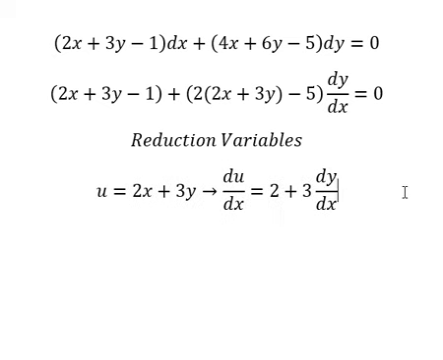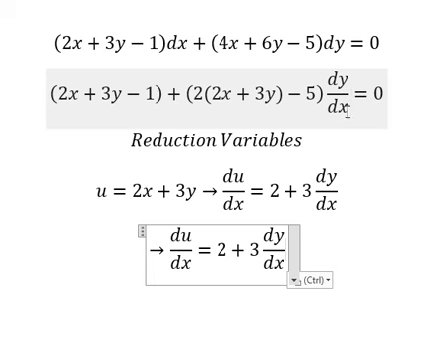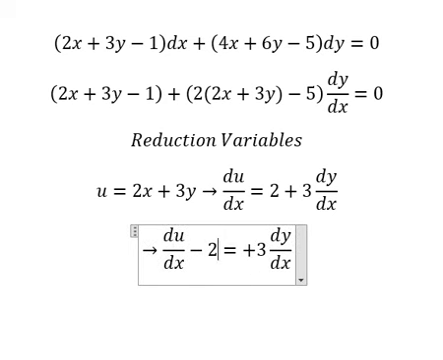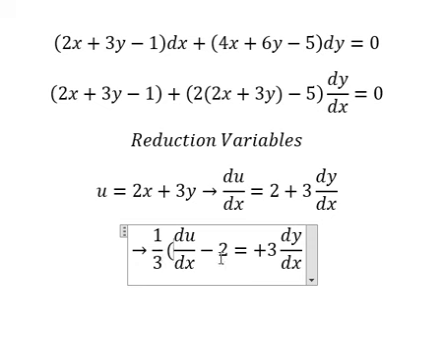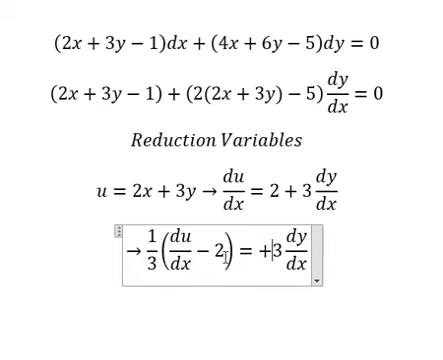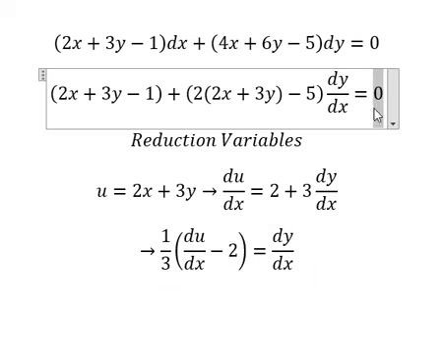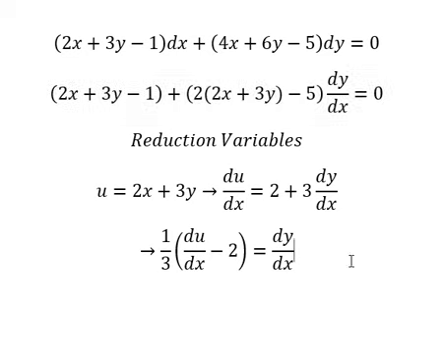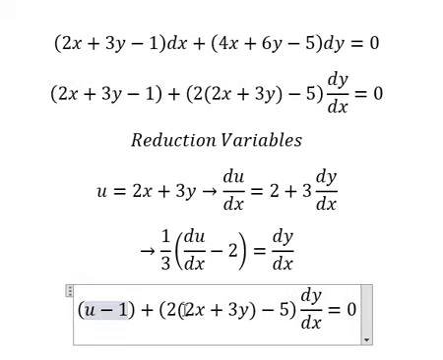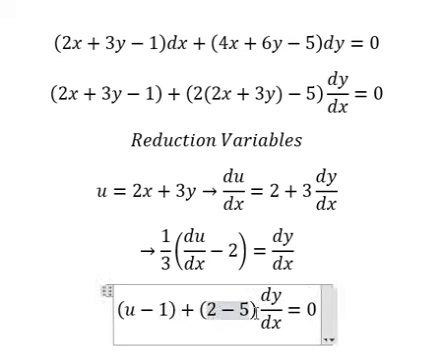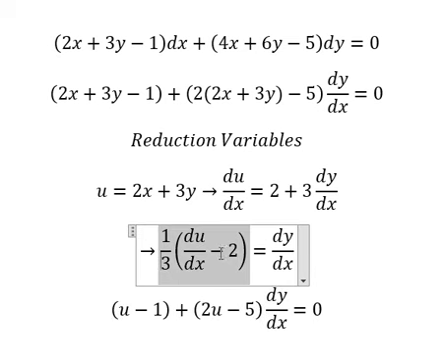So we can see that we have dy over dx in here. So I will put number 2 to the left and we divide both sides by number 3. This one we change for u. This one we change for this one.